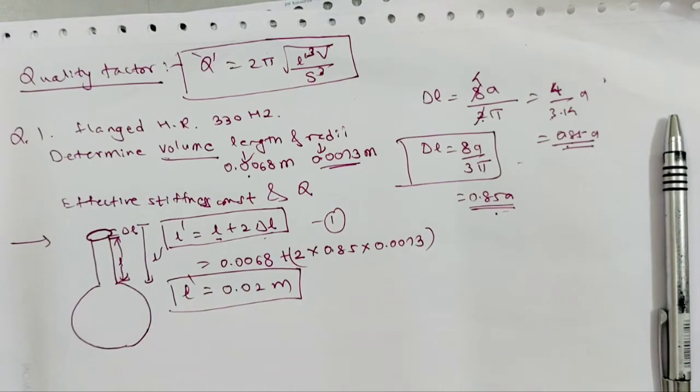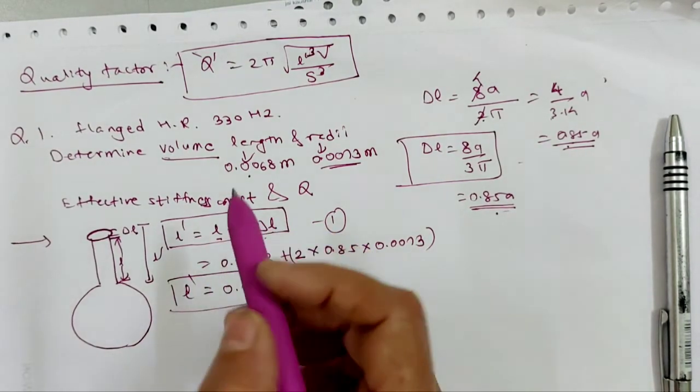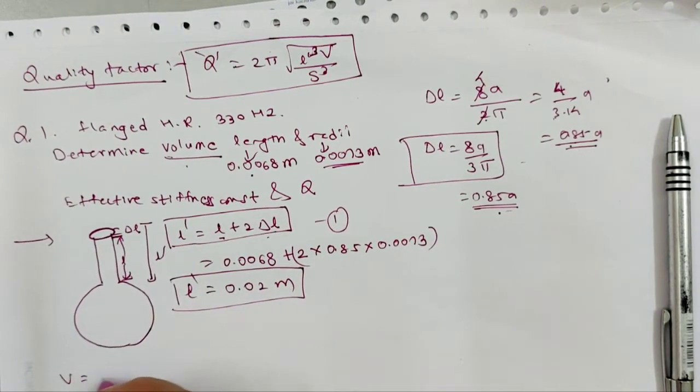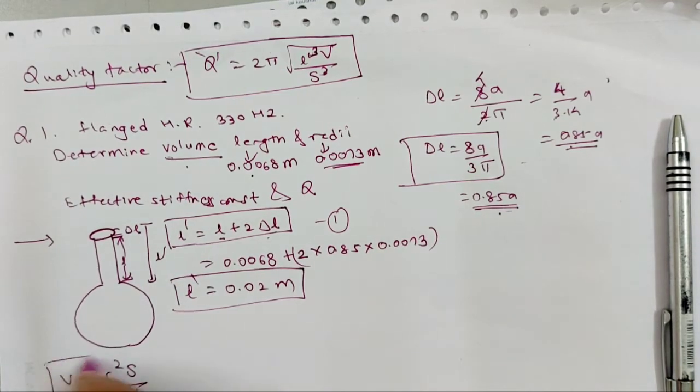Now next job is what? As I mentioned, I need volume. Okay, what is the formula for volume? The formula of volume is V is equal to c squared S divided by ω0 squared L dash. Sorry. V is equal to c squared S by ω0 squared L dash. This is the formula. Okay.